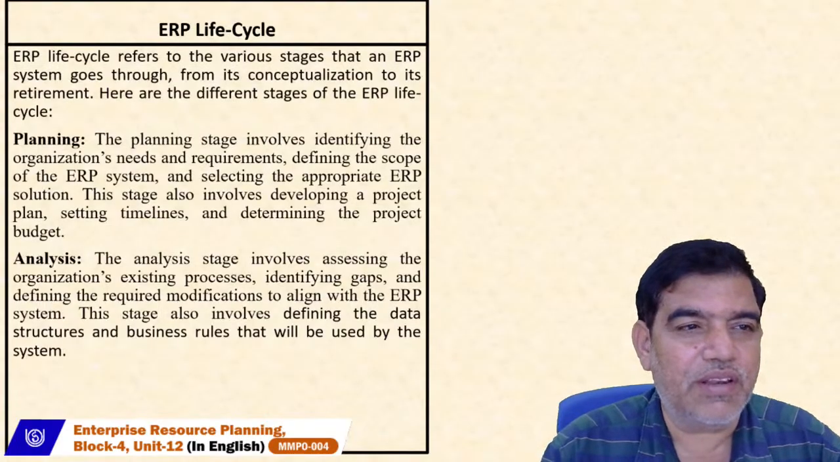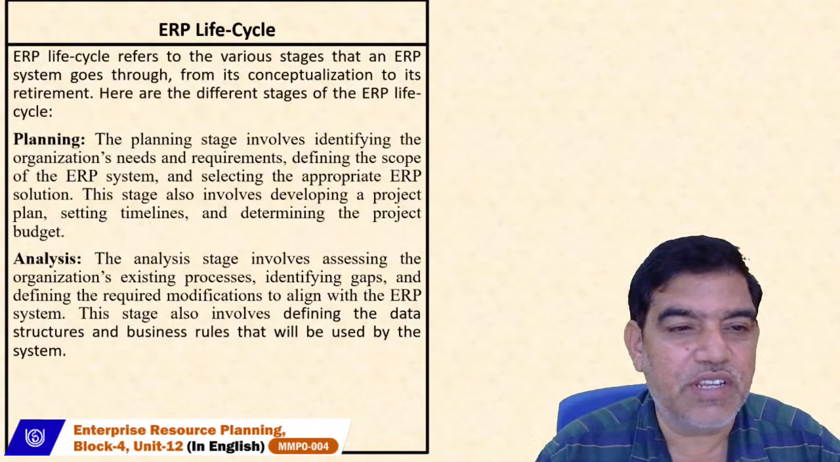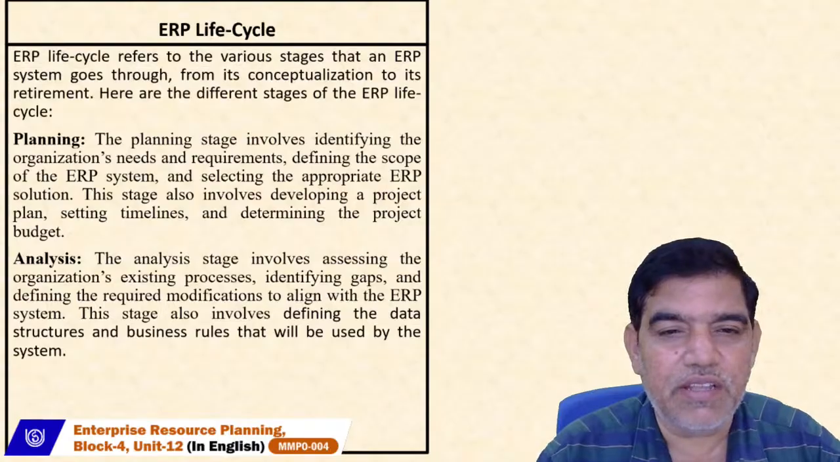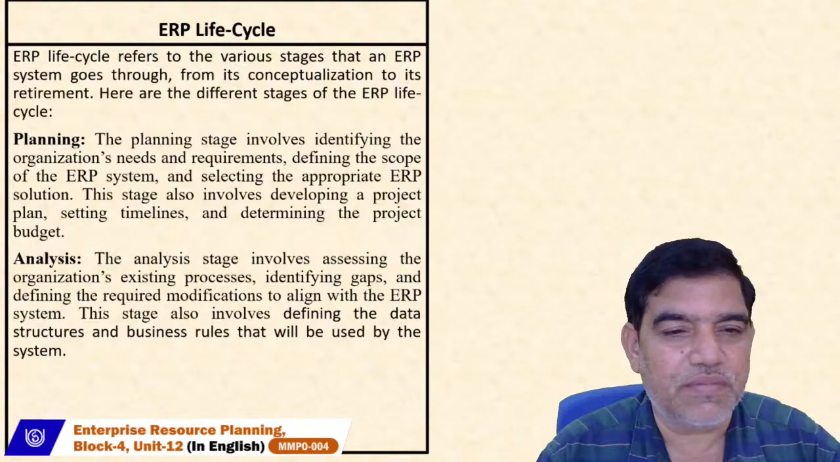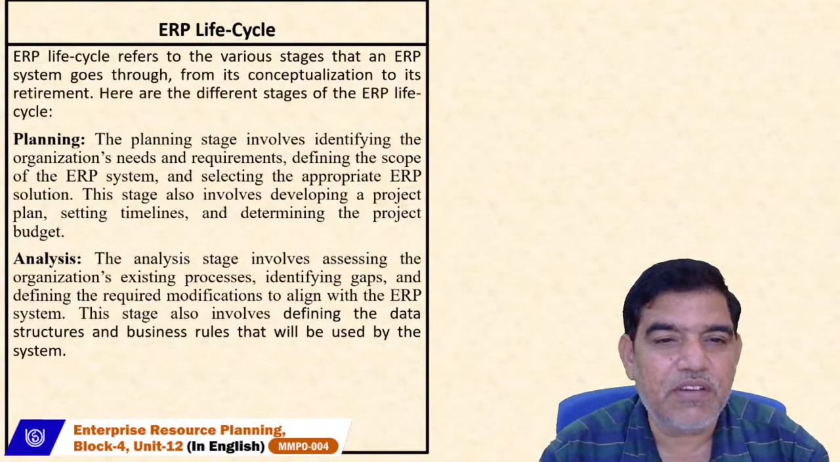So the life cycle model consists of planning. The planning stage involves identifying the organization's needs. What are the needs? Why do we need ERP? What are the main objectives? Needs and requirements, defining the scope of the ERP system and selecting the appropriate ERP solution. This stage also involves developing a project plan, setting timelines, and determining the project budget. That is the meaning of planning.